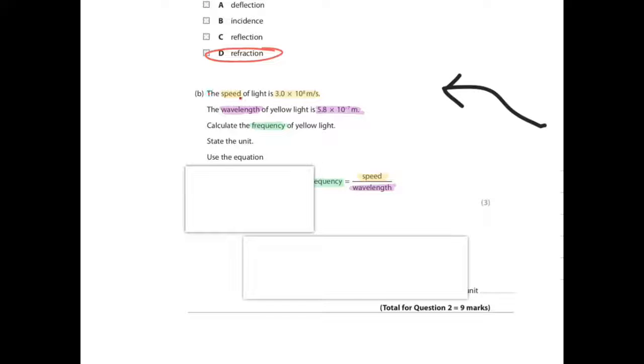Next it says the speed of light is 3 times 10 to the 8 meters per second, in other words, 300 million meters per second, roughly. The wavelength of yellow light is 5.8 times 10 to the minus 7 meters. These are very popular types of questions in physics exams using standard form and wave equations. Calculate the frequency of yellow light. State the unit and use the equation frequency equals speed divided by wavelength.